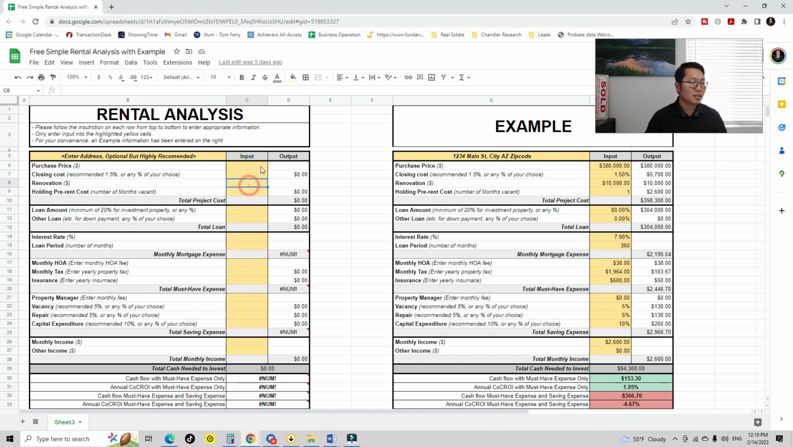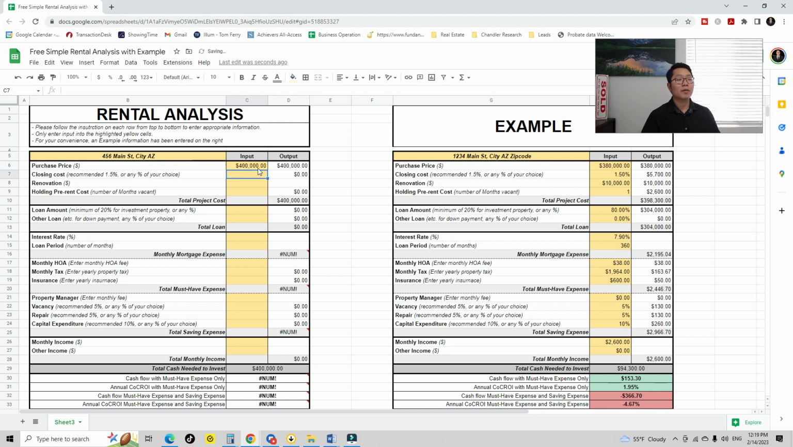Okay, so let's say I'm going to enter the exact numbers in the input, because I don't have any other information. But as you see an interesting property, you can enter the information as you want. I'm going to change this to 456 Main Street in Arizona, because I'm in Arizona. That is the address of the property. For the input, let's say you have to buy for $400,000.